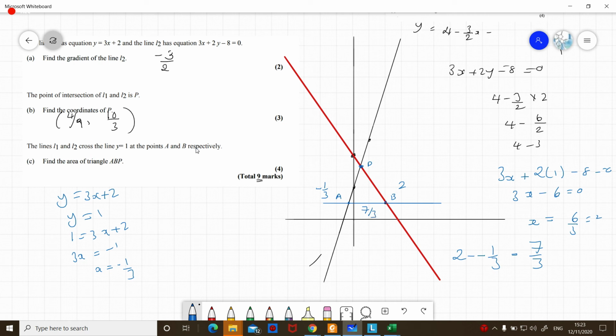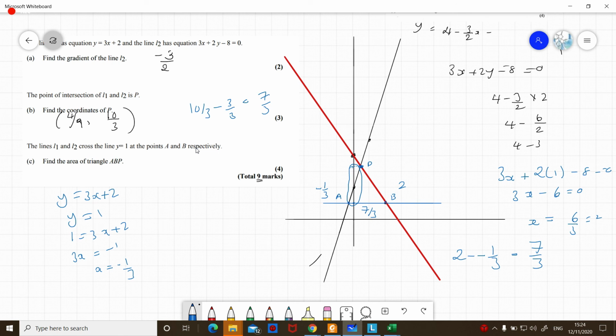We need to find the height of the point P. We know the x value of P already, which is given as 4 over 9. So that is 4 over 9, the x value of P. And we also know the y value is 10 over 3. We also need to know that this point here is 1. So the distance from here to here is going to be 10 over 3 subtract 1, so subtract 3 over 3. And 10 subtract 3 is 7 over 3.